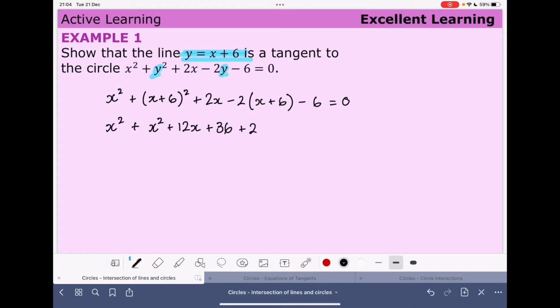I've got my 2x, just watch out for this. We're thinking about it like minus 2 multiplying out the bracket, so that's going to be minus 2x minus 12, minus 6 on the end there. Okay, we're going to collect like terms.